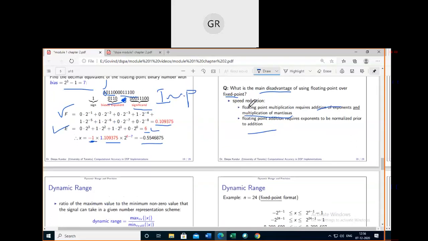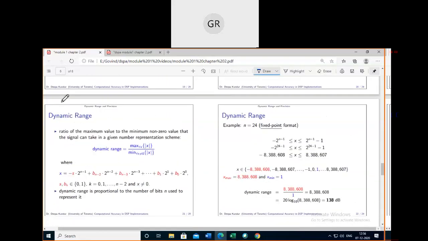Okay, when we consider the speed. Then dynamic range. What is the dynamic range? Here, the dynamic range is the ratio of the maximum value to the minimum non-zero value that the signal can take in a given number representation scheme. That is called the dynamic range.